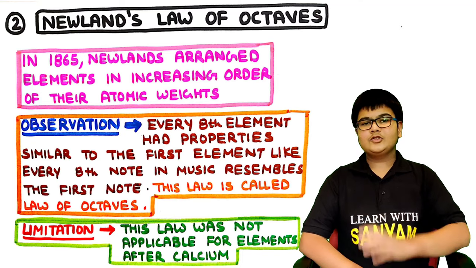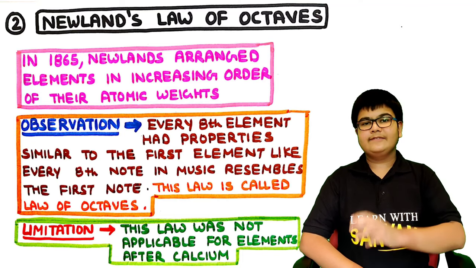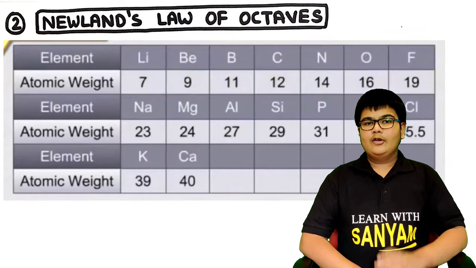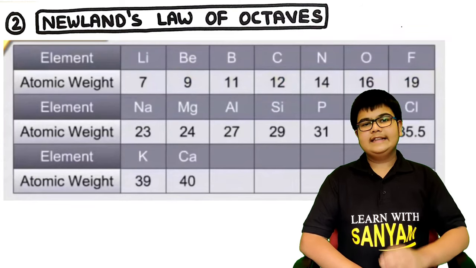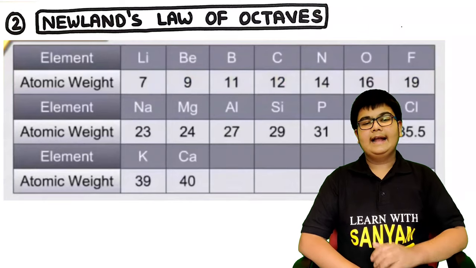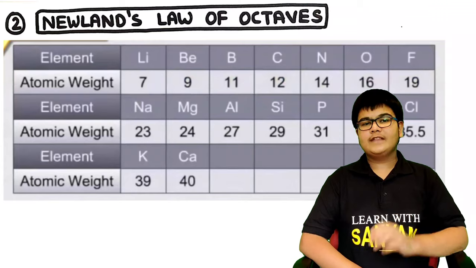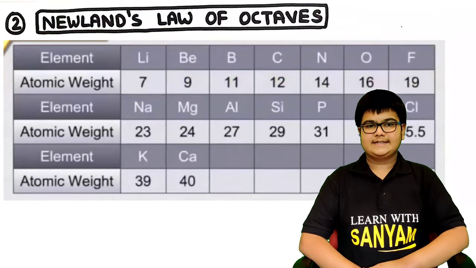Now here I am showing you how Newlands classified the elements in his periodic table. In this table you can see that lithium is the first element and sodium is the 8th element. And we know that both of them have similar properties.